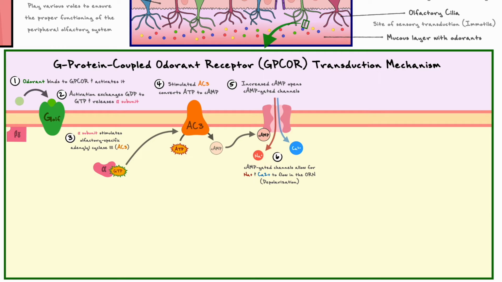Now, at this point, the neuron is slightly depolarized, but the signal is not strong enough to cause an action potential. The bulk of the depolarization that will cause the neurons to fire an action potential actually comes from the opening of calcium-gated chloride channels by the binding of calcium. When this channel opens, chloride leaves the cell, and since it is negatively charged, it will depolarize the cell.